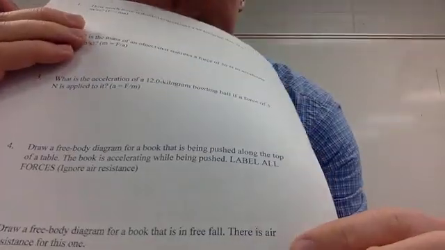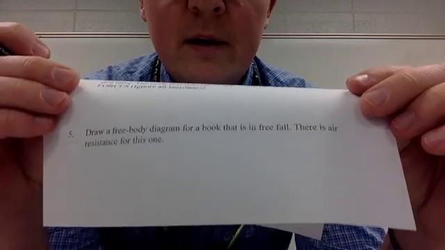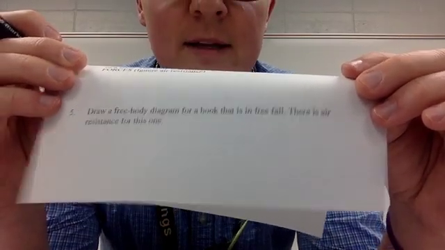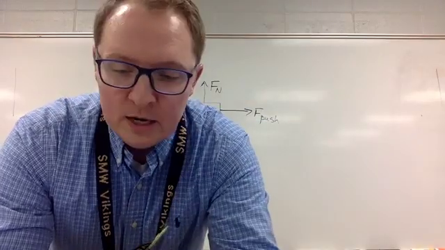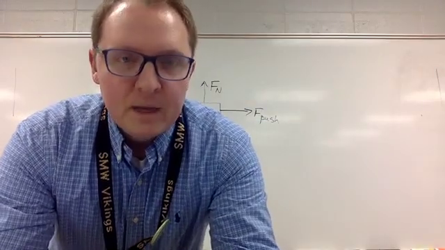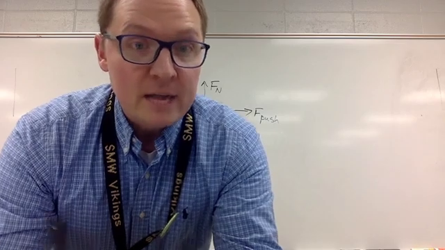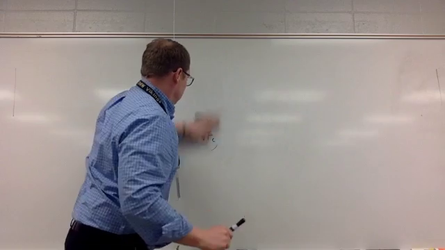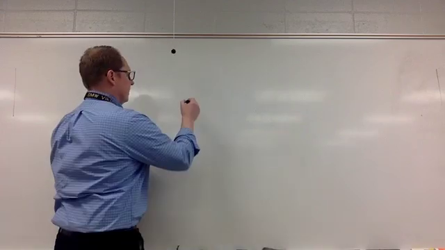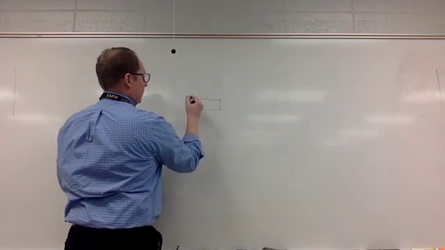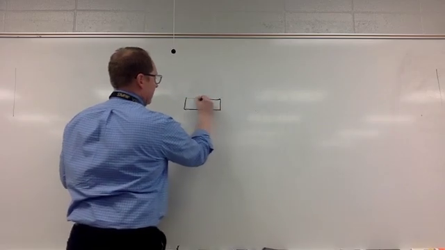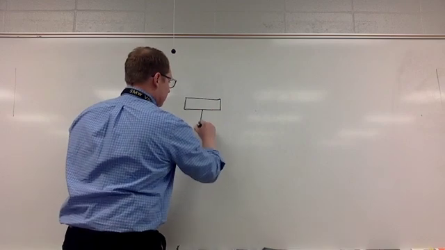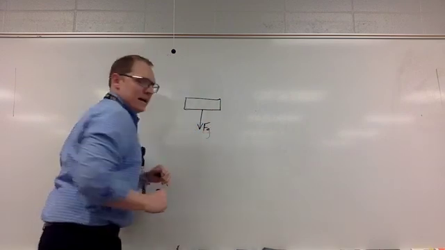The very last one, number 5, says right here, draw a free body diagram for a book that is in free fall. There is air resistance. Okay? So it's in free fall, being pulled down by gravity, and there is air resistance. So here's how it looks. Our book here, let's go ahead and draw a rectangle for that. Since we're on planet Earth, we've got to draw gravity. Okay? There is the force of gravity down.